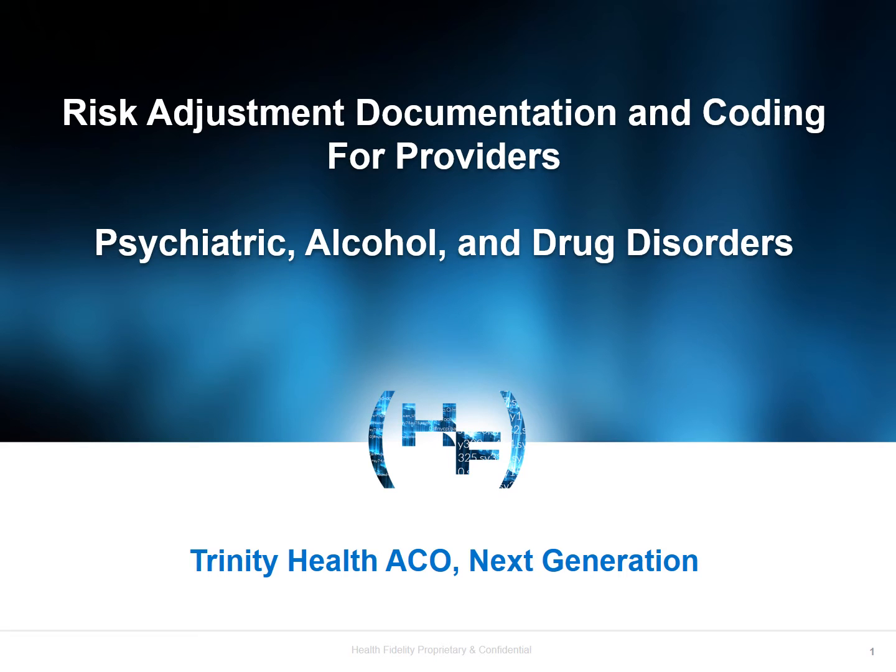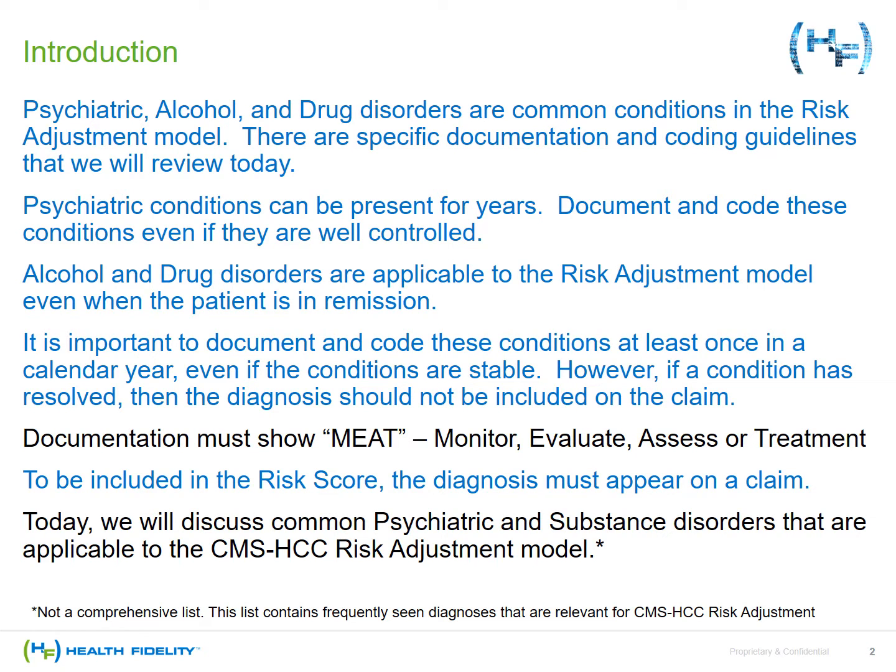Today's topic: psychiatric, alcohol, and drug disorders. Psychiatric, alcohol, and drug disorders are common conditions in the risk adjustment model. However, there are specific documentation and coding guidelines that we will review today. In addition, it is important to note that psychiatric conditions can be present for years. Document and code these conditions even if they are stable or well controlled.